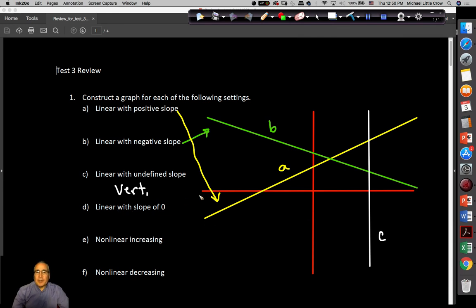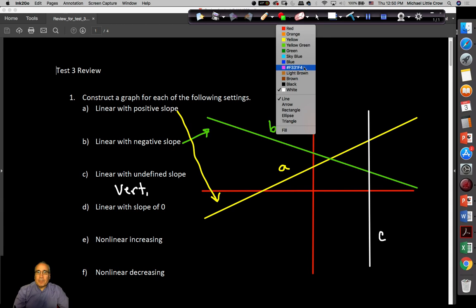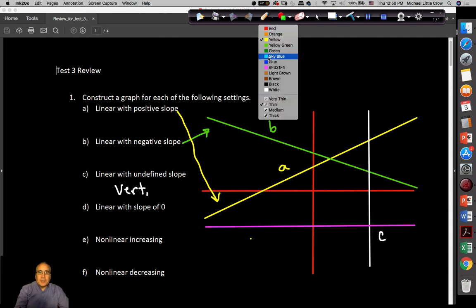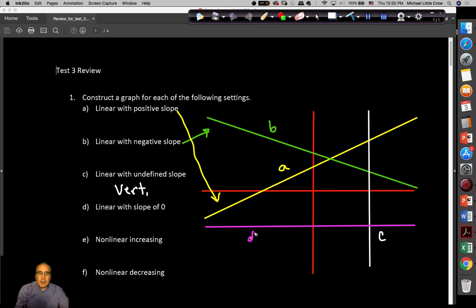A linear with slope of 0, well, that would be our x-axis, or horizontal axis, because a 0 slope gives us a horizontal line. Anywhere you could put a horizontal line, that would represent something with 0 slope. Here's a pretty good horizontal, and this would be D. Running out of colors. Let's go. Call this one D.